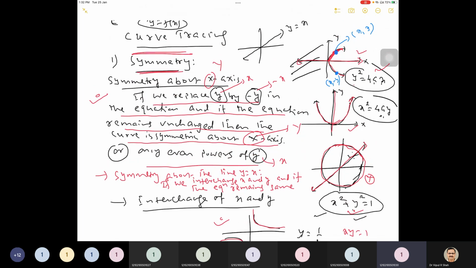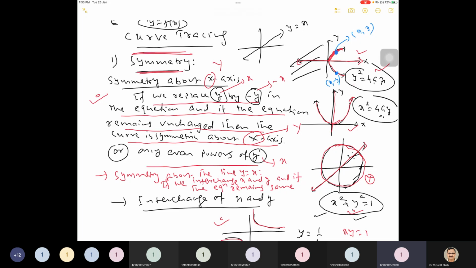And even symmetry about the line y equal to x also. If the curve is symmetric about the x-axis, then what do you see in the equation? You can see even powers of y, or if you replace y by minus y, the equation will remain unchanged. Then symmetry about the y-axis: replace x by minus x in the equation. If the equation remains unchanged, the curve is symmetric about the y-axis.